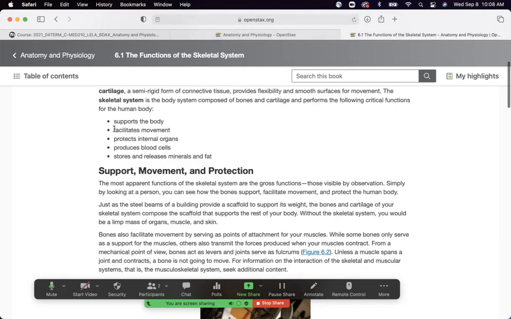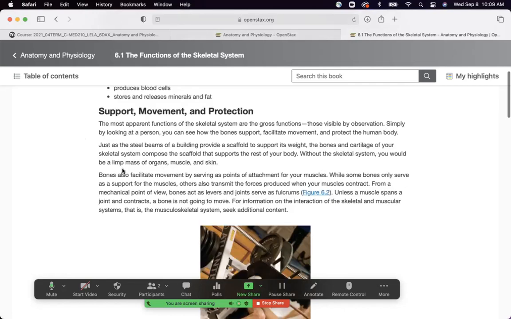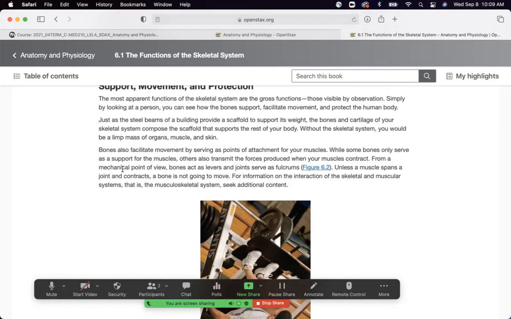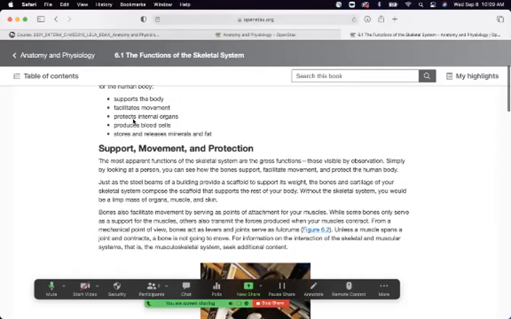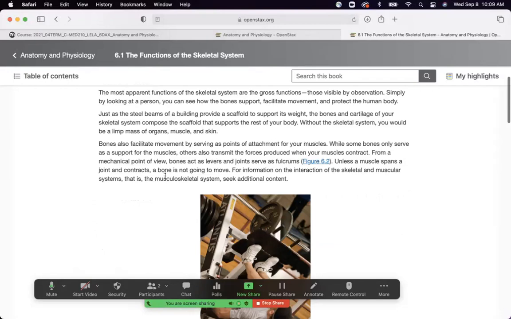And when it's a list like this, doesn't this look like a beautiful all-of-the-above question? Hint, hint. Doesn't this look like a which-of-the-following-is-true-except question, right? For example: it supports the body, facilitates movement, protects internal organs, or D, destroys blood cells? That would be the exception. So you could easily figure out, especially when you see a list like this, it screams all-of-the-above questions.